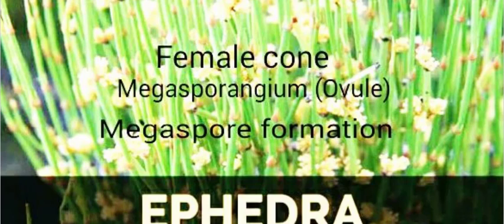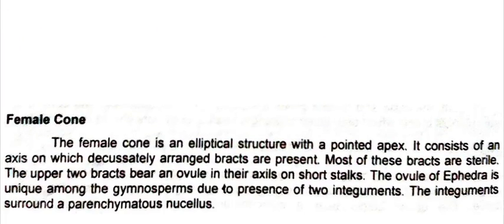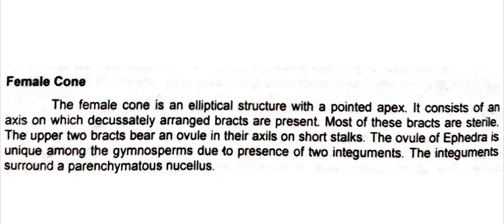Today we will discuss female cone, megasporangium and megaspore formation in ephedra. Female cones in ephedra are elliptical structures. Elliptical means it's usually oval shaped with a pointed terminal part, and it consists of an axis on which the bracts are arranged decussately.